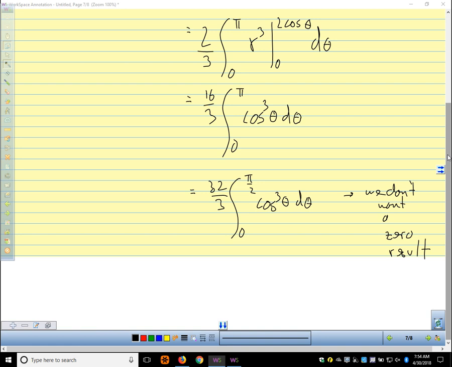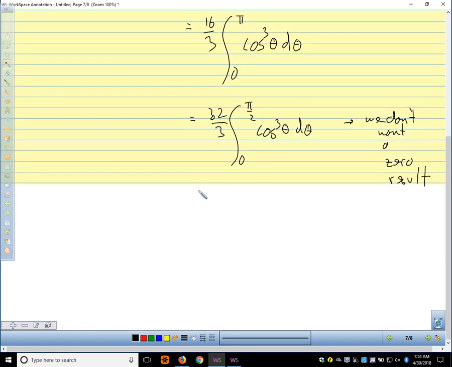All right, now we've settled that. Now we're on to straight evaluating integrals. How do we evaluate cosine cubed theta d theta? Cosine squared is 1 minus sine squared. So 32/3 times the integral from 0 to pi over 2 of 1 minus sine squared theta times cosine theta d theta. So we end up with 2 integrals.